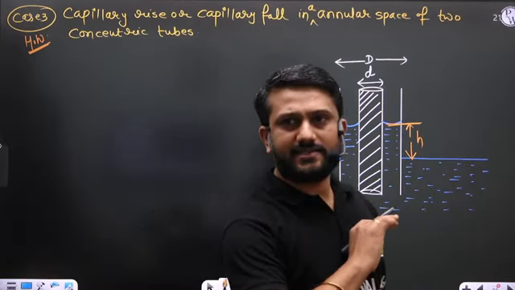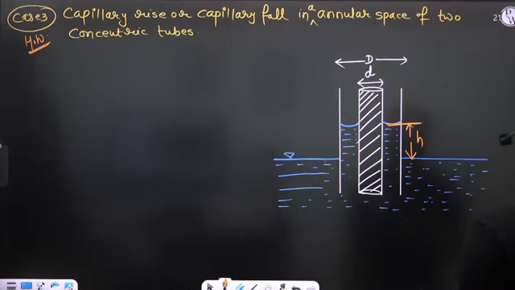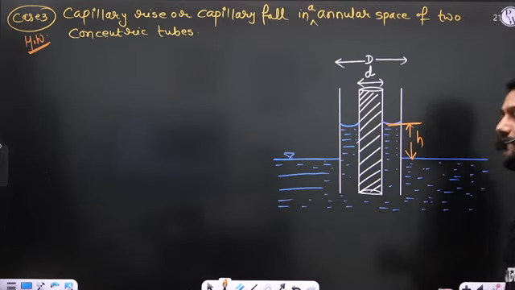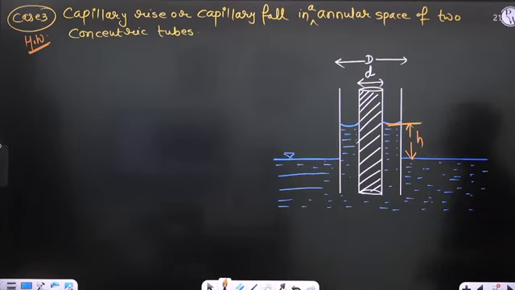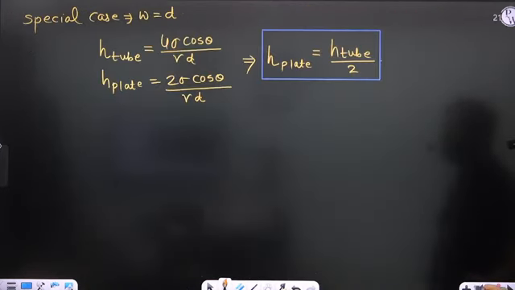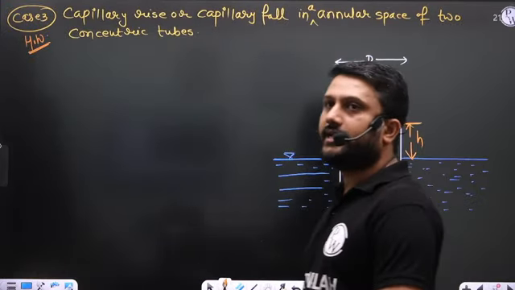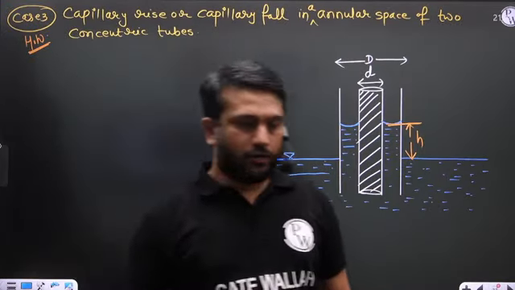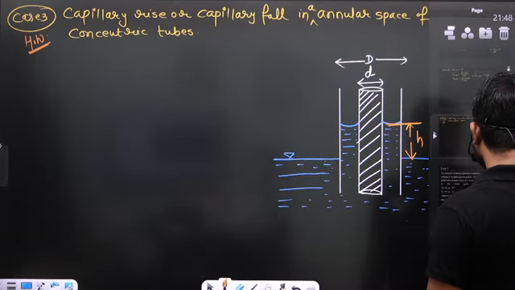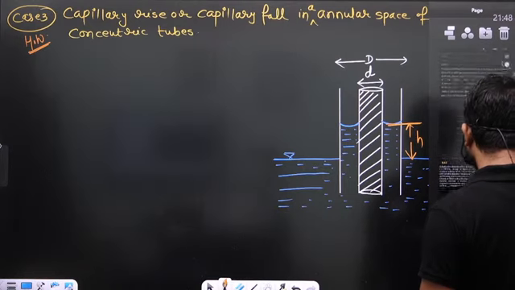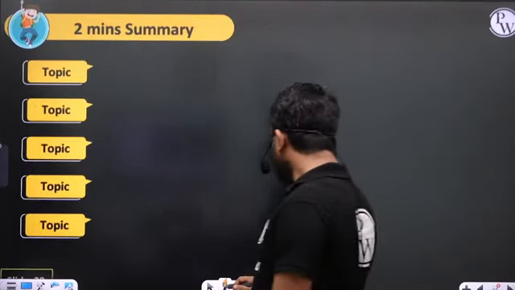I already discussed 2 cases. The concept is same: at the equilibrium condition, balance the weight of the liquid which rises up to H by the vertical component of the surface tension force. So this is your homework problem, try this question. I hope whatever we discussed in today's class is clear to everyone. In tomorrow's class, we will discuss some numerical problems.